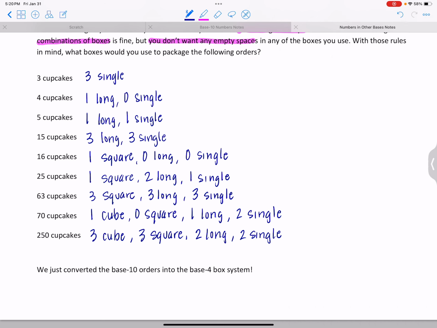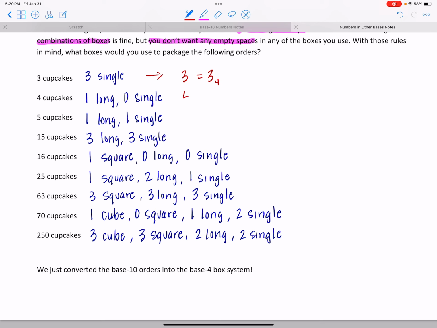Now what we're doing is we're fitting these base 10 numbers. These orders of cupcakes are in base 10 numbers. We're fitting them into the base 4 packaging system, which means we've converted from base 10 to base 4. So just to wrap your brain around that. What we said here is that 3 in base 10 is the same as 3 in base 4. Single numbers are the same.